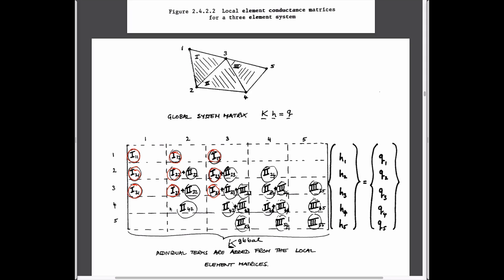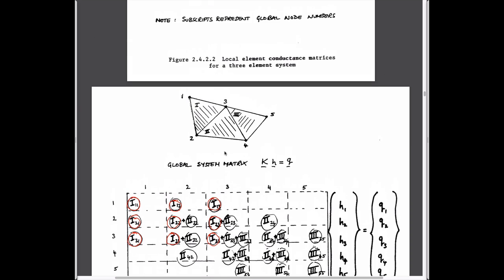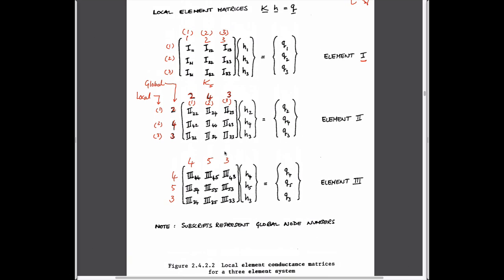In terms of the indices that we've added, 1, 1 is in 1, 1. 1, 2 is in 1, 2. 1, 3 is in 1, 3. So it's really just following the indexing. So what we're basically doing is, if we label these in terms of the global node numbers, then we're guaranteed to put it in the right place.